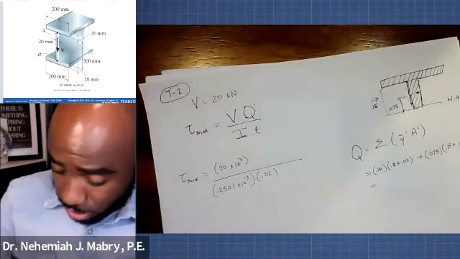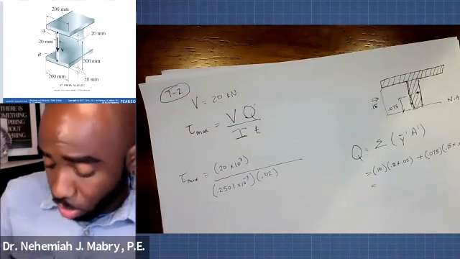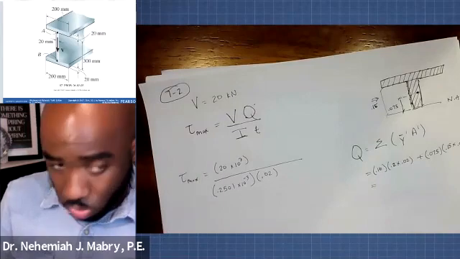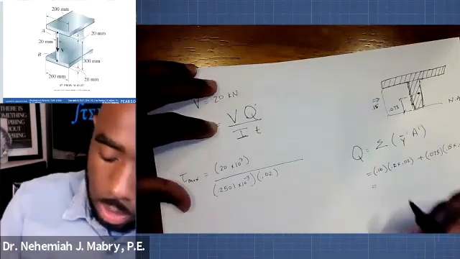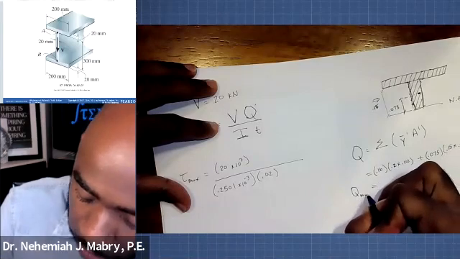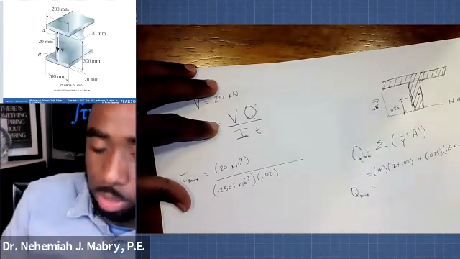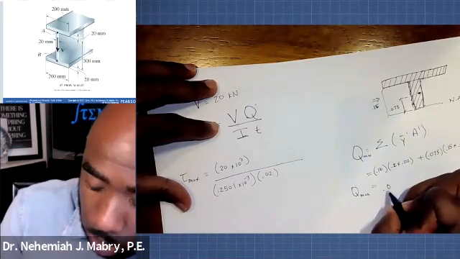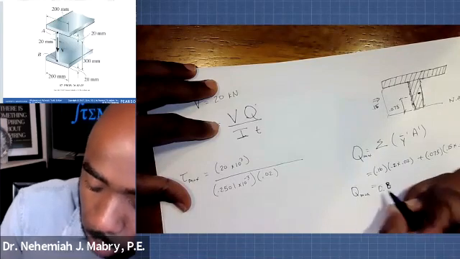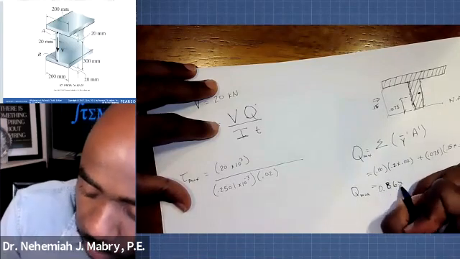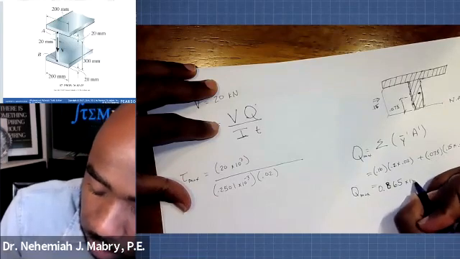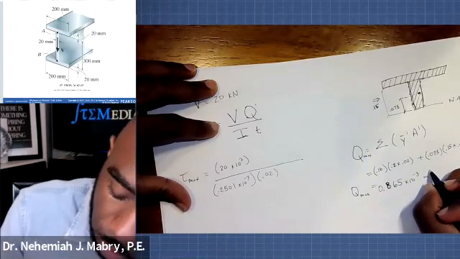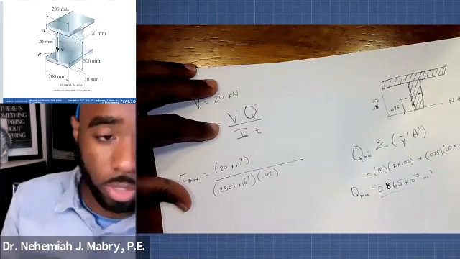So Q should be 0.075 times 0.15 times 0.02. I invite you again, as always, to follow along with me. In fact, we'll call this Q max because that's what we need in this case. The maximum Q should give you a value of 0.865 times 10 to the negative 3, and that is, of course, meters cubed, because that is the unit that we're in here.